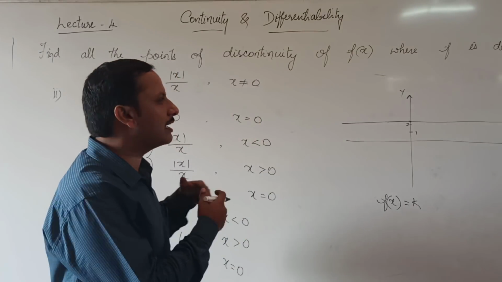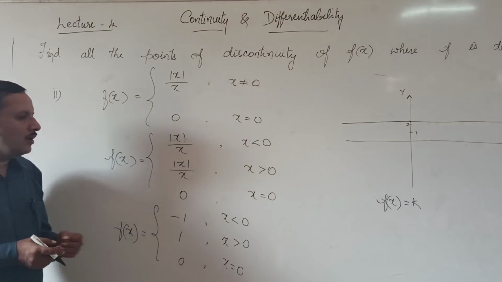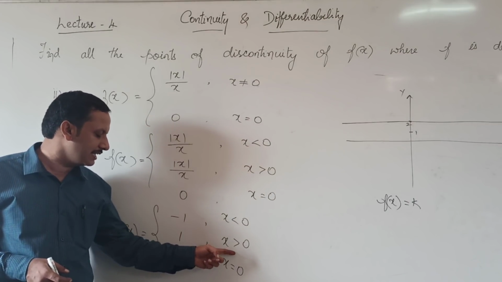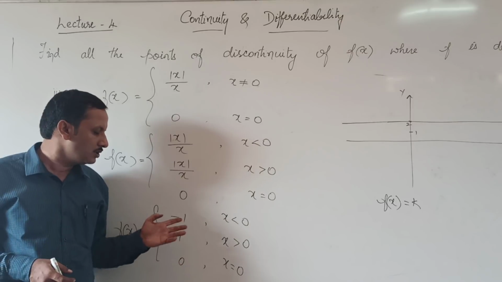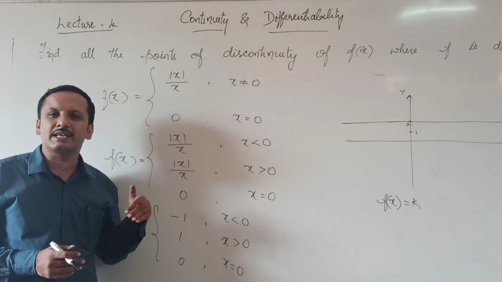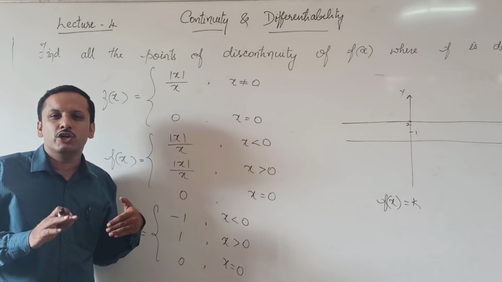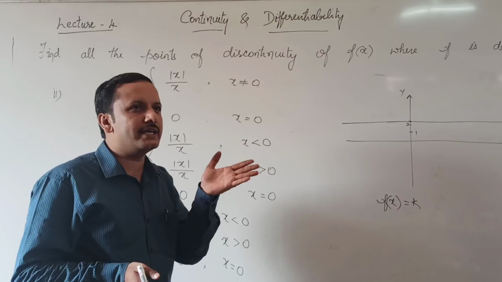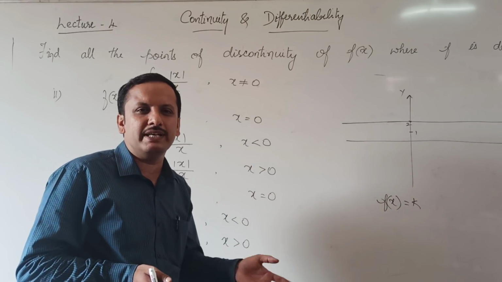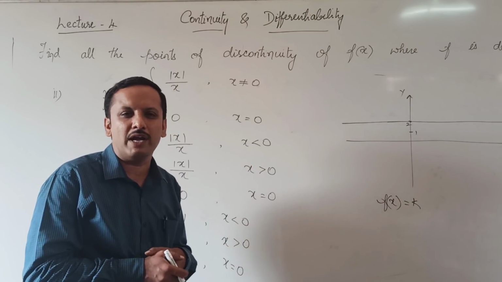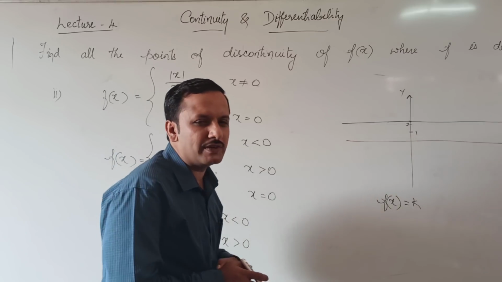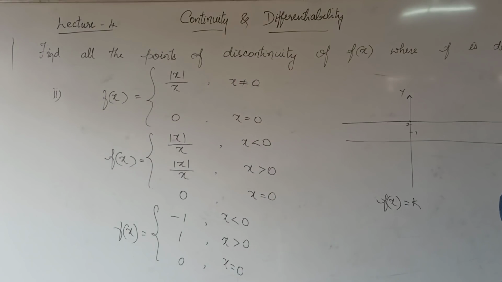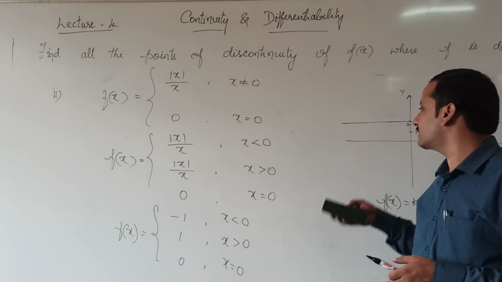Okay. Now, coming back to this problem. When x is negative, the function is defined as minus 1. When x is greater than 0, the function is defined as 1. So, to the left side of 0, it is a constant function, so it is continuous. To the right side of 0 also, it is a constant function, which is continuous. But at 0, whether it is continuous or not, that is what we have to check. So, the only point of discontinuity which may exist is at 0. So, at 0, we shall test its continuity.